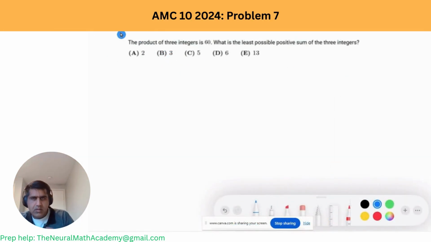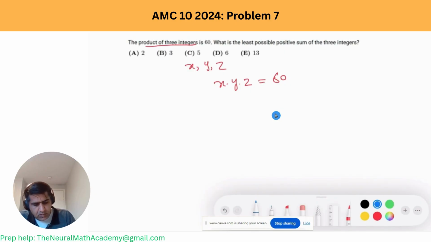Let's look at problem 7, where we are given that the product of 3 integers is 60. What is the least possible positive sum of the 3 integers? So let's assume that the 3 integers are x, y, z, and we know that the product is 60.